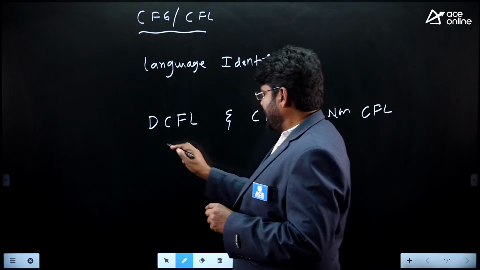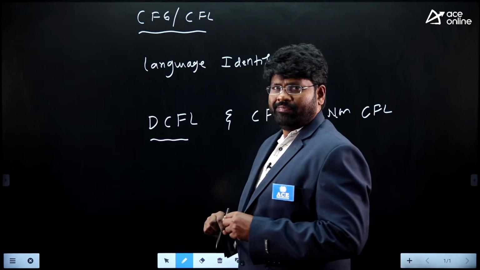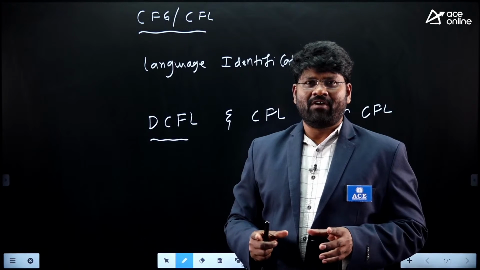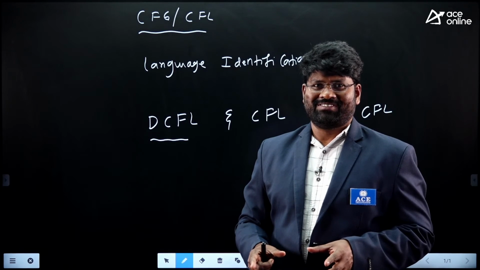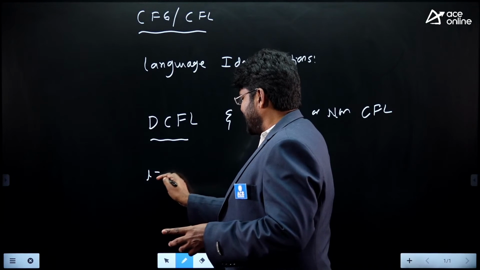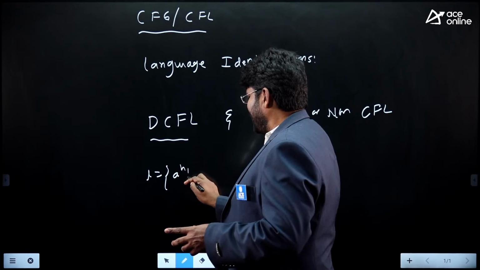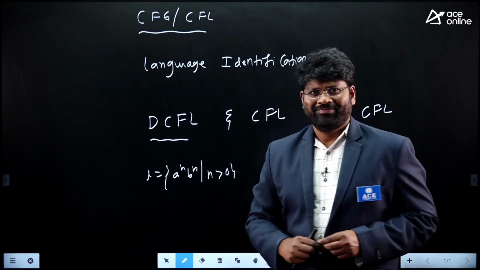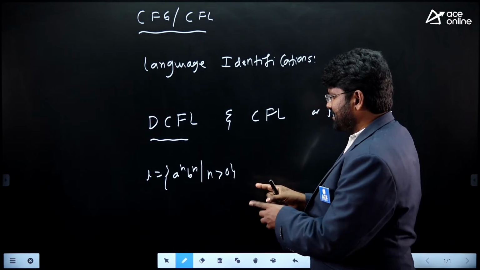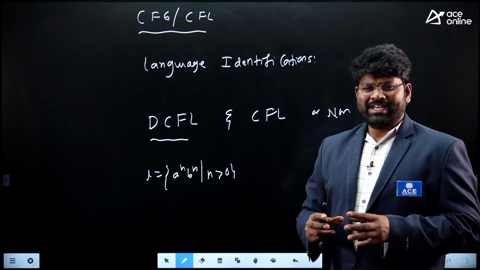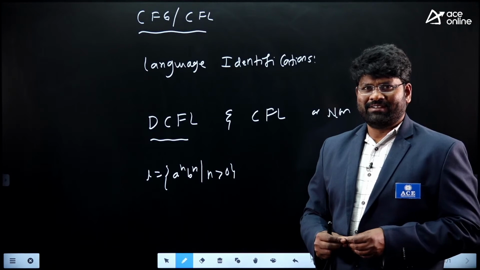Whenever it's a DCFL, you can have your perfect idea of designing of PDA to recognize the language. Say, I have the language L is equal to here, a^n b^n, such that n is greater than 0. This is the perfect DCFL. Why? You can easily design your push-down automata for it.